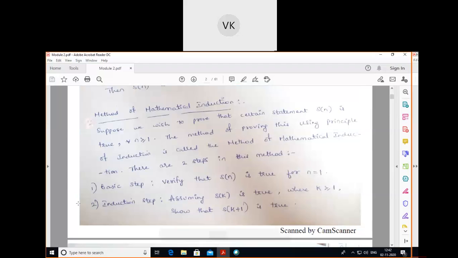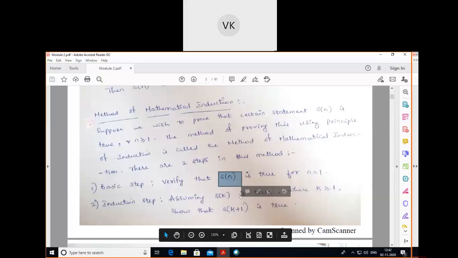Then the second step is the induction step. In this, we assume that S of k is true, where k is greater than or equal to 1, and show that S of k plus 1 is true. The meaning is that we replace n; initially it was S of n in the basic step.